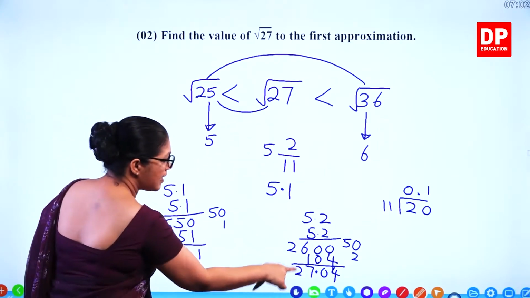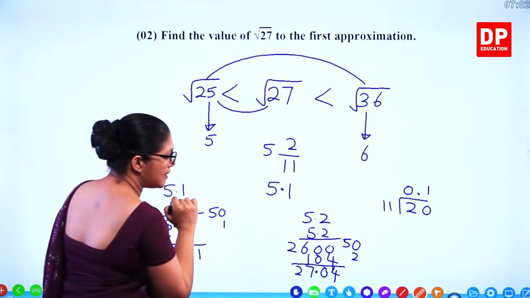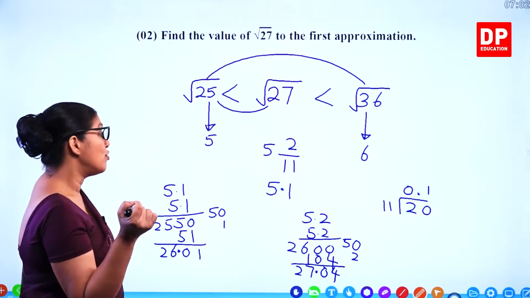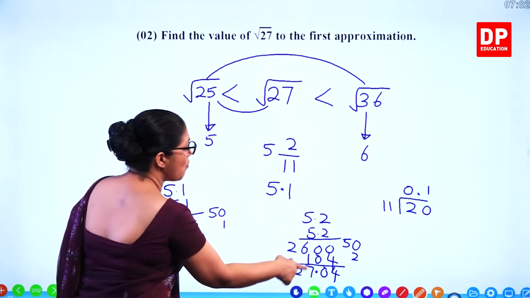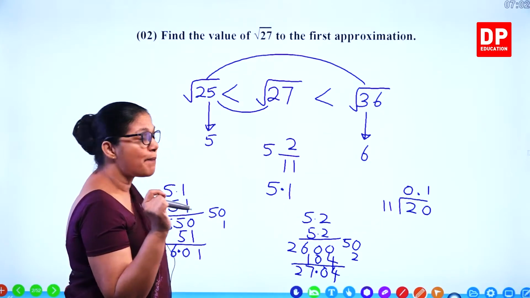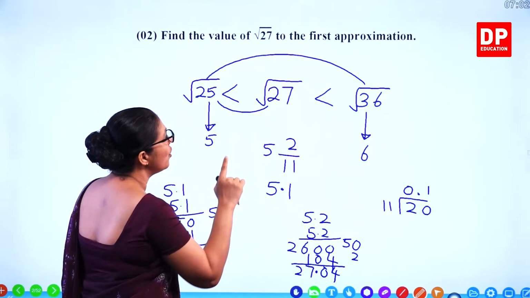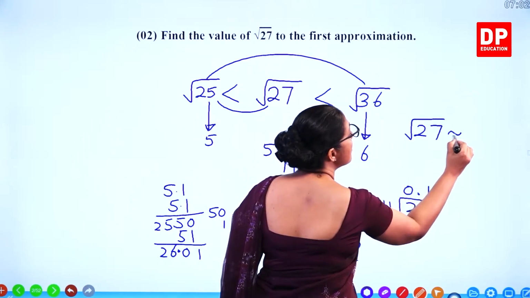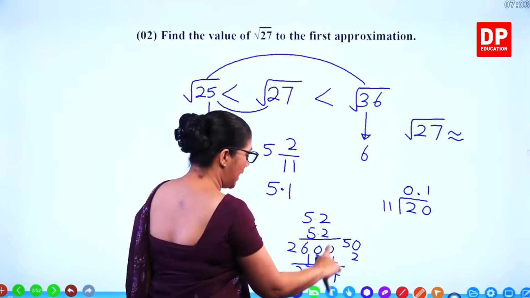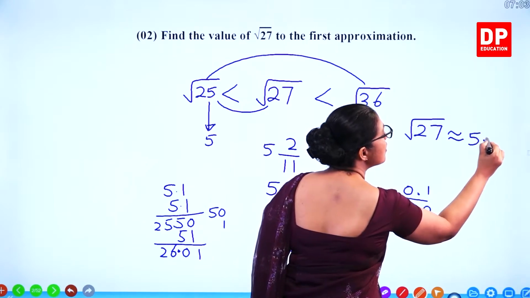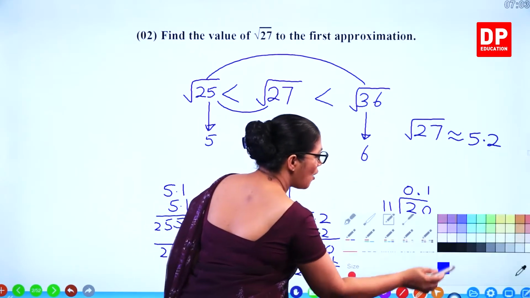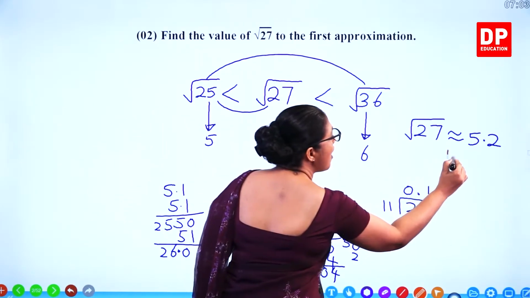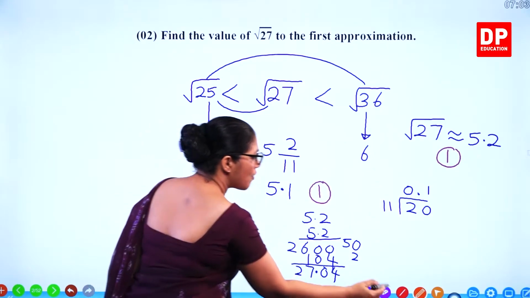When you take the difference here, you get 0.04 is the difference. But here you get 0.99. So this difference is smaller. So we can take the first approximation as 5.2. So what's the approximated value for root 27? Correct to the first decimal place is 5.2. So that's how you find out the approximated values. So you get 2 marks: 1 mark for the final answer and 1 mark for the method.